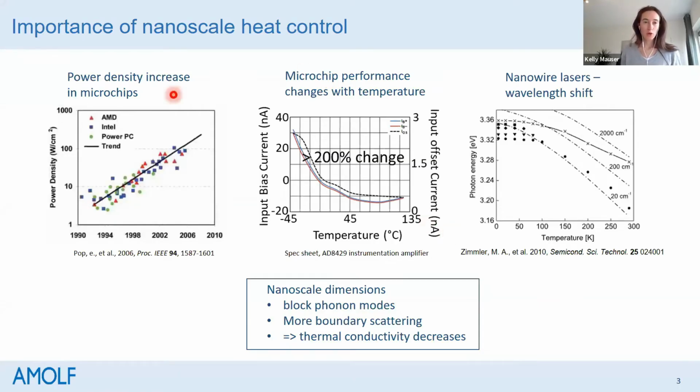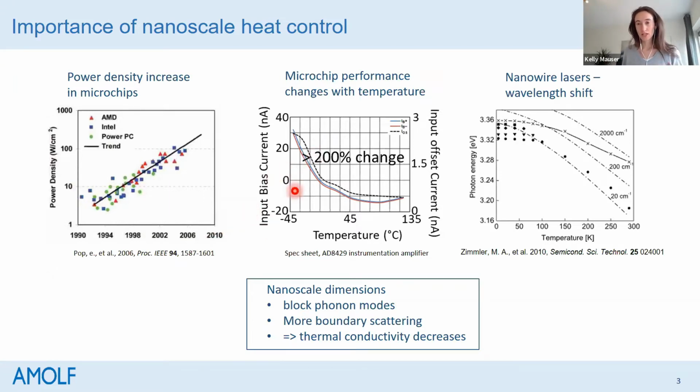Okay. So nanoscale heat control is becoming increasingly important. This shows the power density in microchips as a function of time, and you can see that there is an exponential increase in this power density as circuits get smaller and smaller. That means the same amount of heat that's generated in a 100 nanometer transistor is now generated in a 14 nanometer transistor and still has to be conducted away. That leads to very large temperature rises in these very small structures.